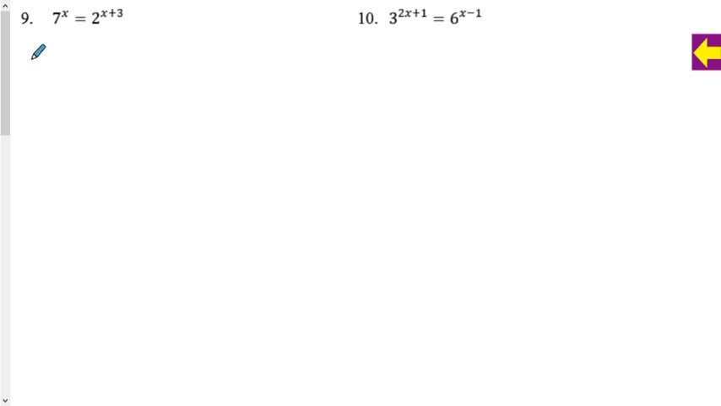So I'll have log base 10 of 7 to the x equaling log base 10 of 2 to the x plus 3. Using that third law of logarithms, I can bring this exponent down in front. So I'll have x times log 7 equaling x plus 3 times the log of 2.